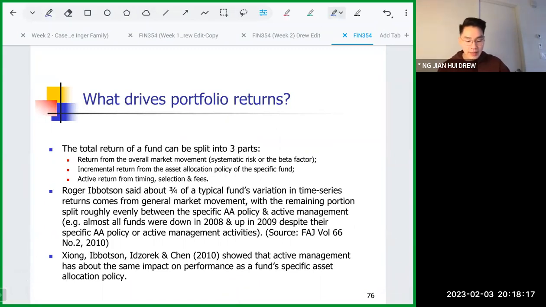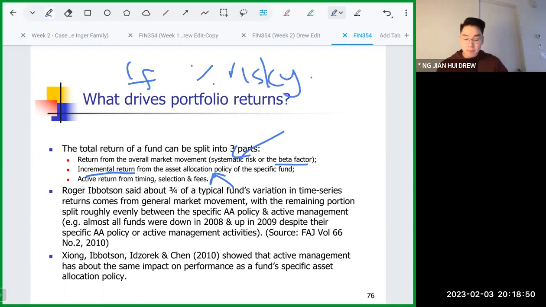All right, so we know that total returns, as I mentioned earlier, can be split into a few portions. We know that you are only rewarded for taking on systematic risk or beta risk, right? We're not rewarded for taking unsystematic risk. That's why we have a portfolio. So we know that we can have incremental returns from the asset allocation policy. Remember, we talked about including your RF, your risk-free, or the percentage of risky assets. So all these can actually affect your returns. But not only that, we will think about whether we should do active portfolio management. I think in the first lecture, you mentioned active, passive, or semi-active. So these are something we think about.